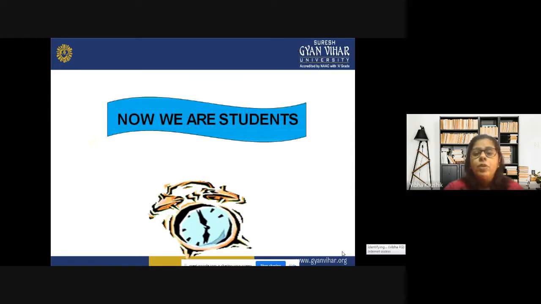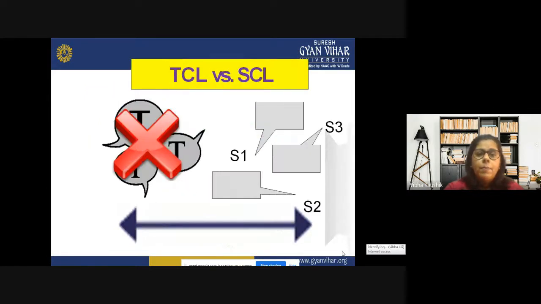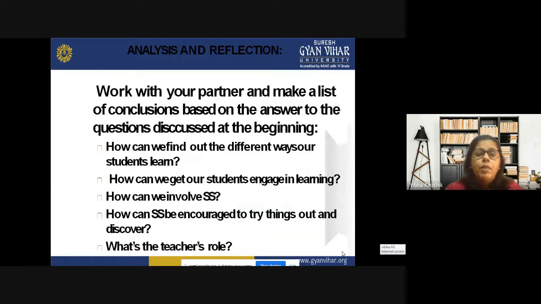Now we are students. TCL versus SCL: teacher-centered learning versus student-centered learning. Every learner wants the teacher to teach with student-centered learning in comparison to teacher-centered learning. Now, analysis and reflection.